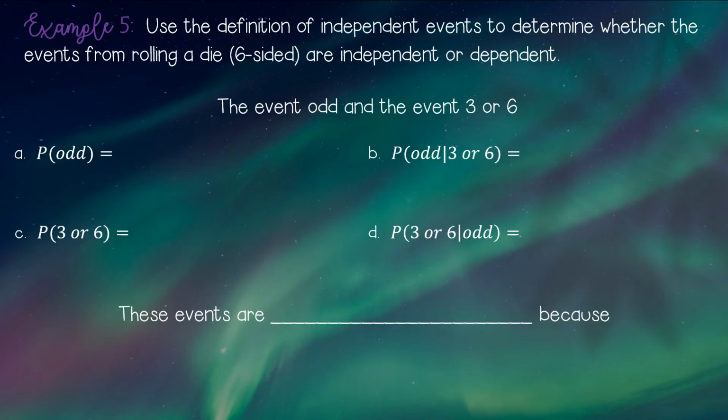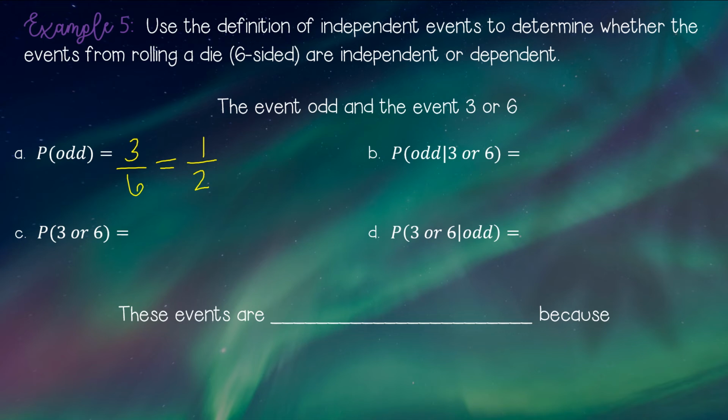All right, so let's look at another one of these. We're just going to decide, are these events independent or not? So the event odd and the event of 3 or 6, from rolling a 6-sided die. So odd, how many odd possibilities are there? Well, there's 1, 3, and 5. So that's 3 out of 6, which simplifies to 1/2.